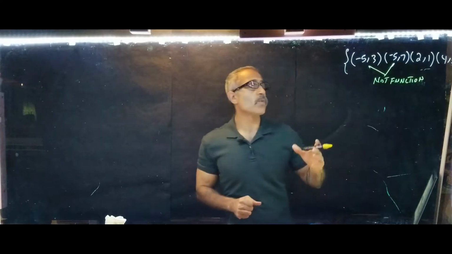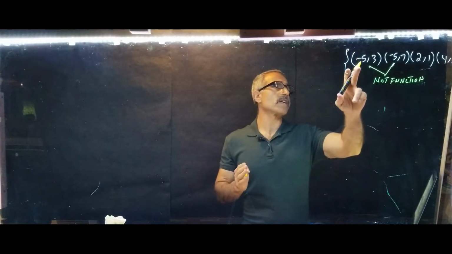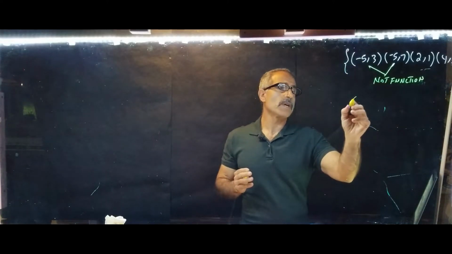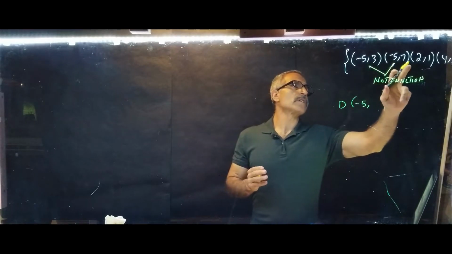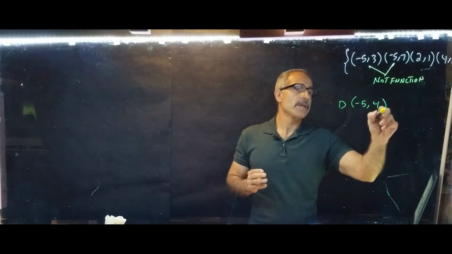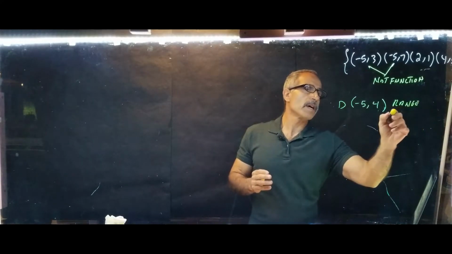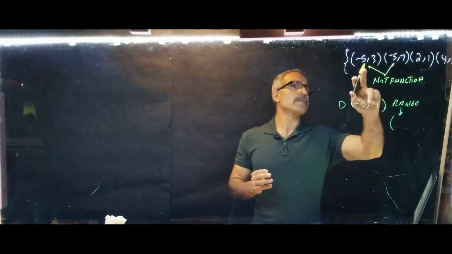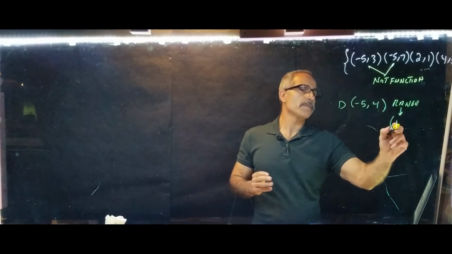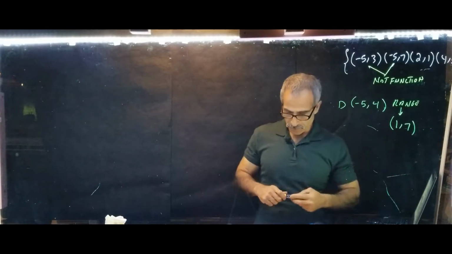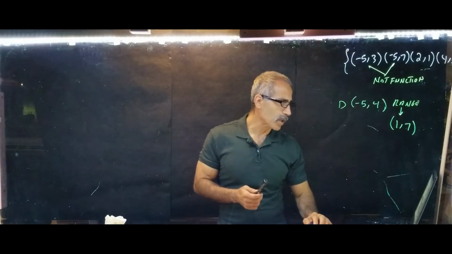Another thing is, what is the domain? Domain is in the x range. So what is your lowest x? Lowest x is going to be -5, and the highest one is going to be 4. Same thing for the range: the lowest is going to be 1, and the highest is going to be 7. That's it. So let's do the next problem. Go through these quickly.